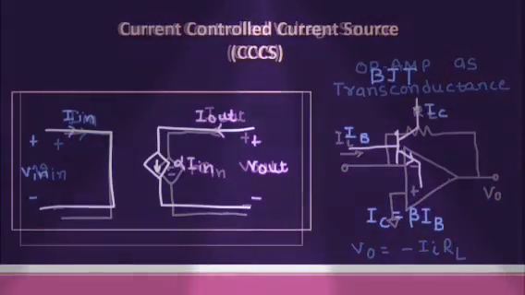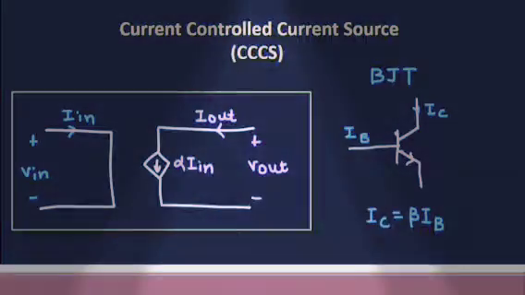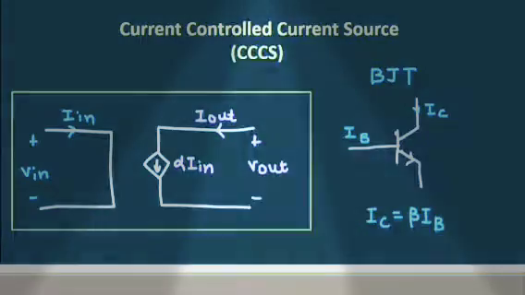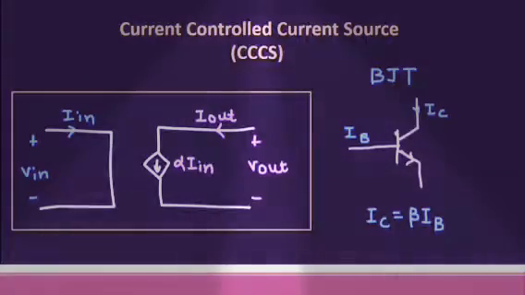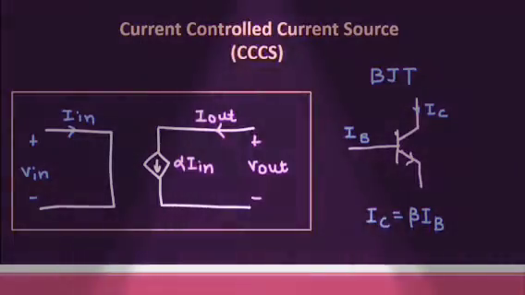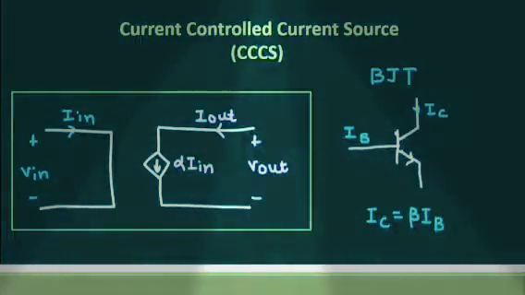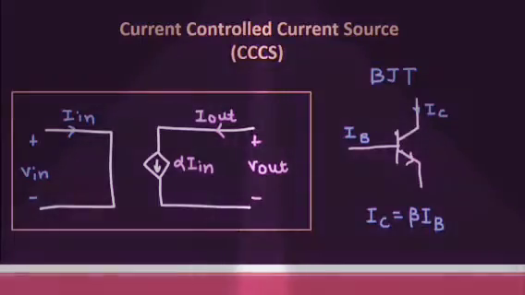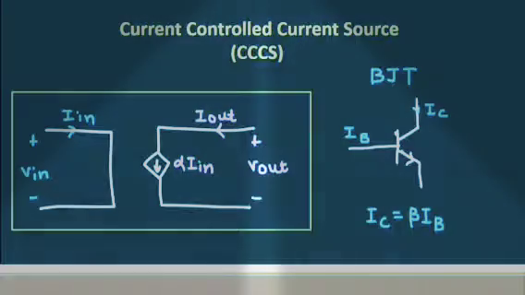Next one is current controlled current source, CCCS. In this, current is controlling the value of the current source. This can be shown by a relation I out equal to alpha I in. Here alpha is a proportionality constant, also called current transfer ratio, and it is a unitless parameter. Now take a practical example, BJT, which is also called bipolar junction transistor. Here the base current IB is controlling the value of collector current IC. So it is an example of CCCS.